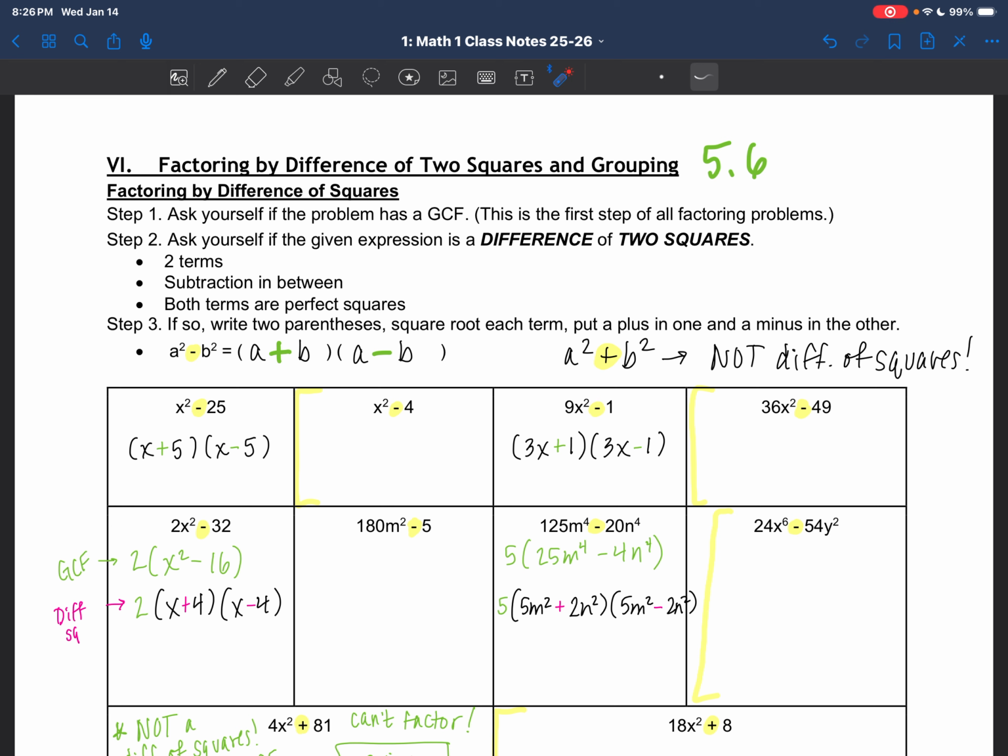Then, after you've factored out a GCF, provided there's one, ask yourself if the given expression is a difference of two squares. A couple of things that it needs to have. It needs to have two terms, there needs to be subtraction in between, and both terms are perfect squares. So what you do is you write two parentheses, and you take the square root of each term, and then put a plus in one and a minus in the other.